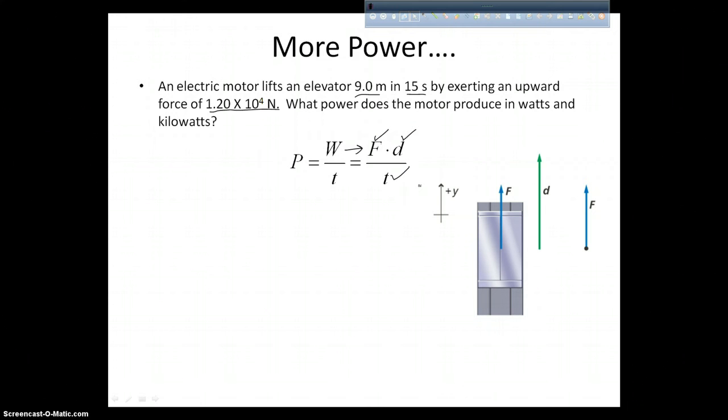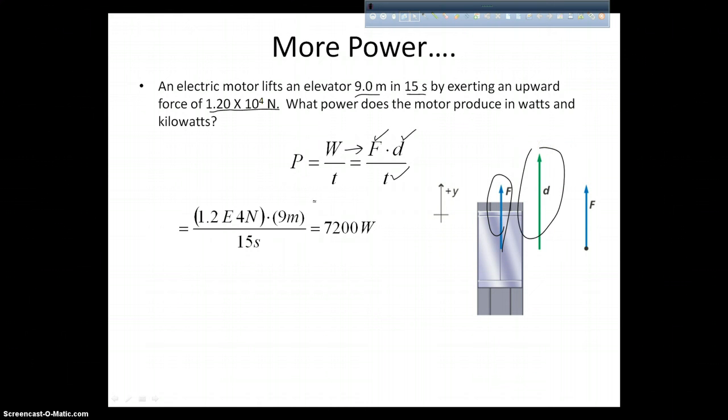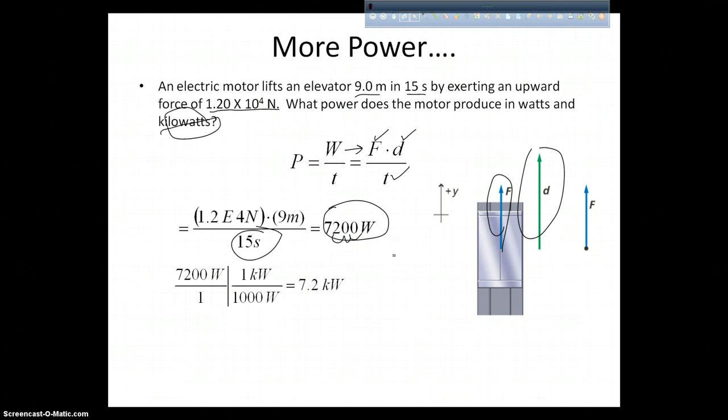So all we have to do is simply put all those things into this equation. Since they all are going parallel, our force is going up, the distance goes up, so we can put all those things in here, and it took 15 seconds to do that. If you calculate that out, you will get 7,200 watts. Now, we also want to know the answer in kilowatts right here. 7,200 watts. To change watts to kilowatts, all you have to do is move the decimal 3 places to the left, 1, 2, 3, or you can do unit analysis, and you would get 7.2 kilowatts.